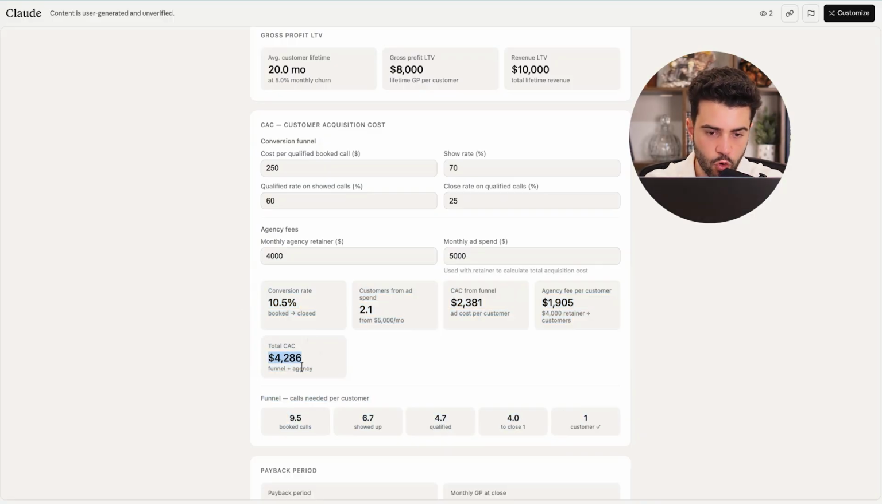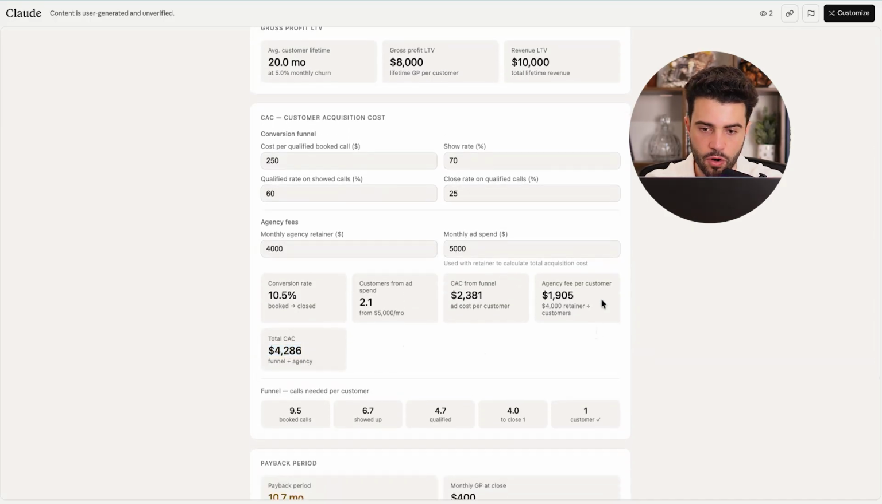So basically our total CAC with the funnel plus the agency is $4,200. And our agency fee per customer is $1,900. And our CAC from our funnel is $2,300. So for example, if you weren't working with an agency, now your overall CAC is $2,300.